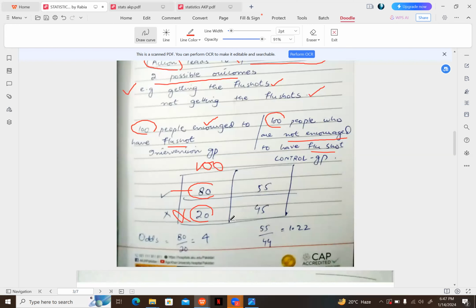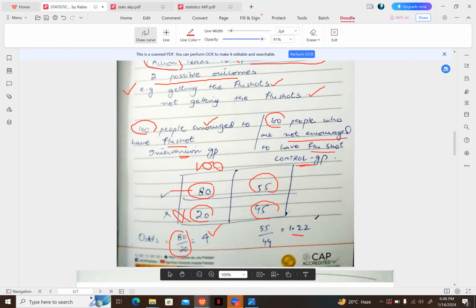Here I put a cross. In the other group, who are not encouraged to take the flu shots, this is the control group, and this is the intervention group. 55 got their flu shots and 45 didn't get their flu shot. First I will calculate the odds: 80 who are vaccinated and 20 who are not, that is 80 divided by 20 equals 4, and then 55 divided by 45 is about 1.22.